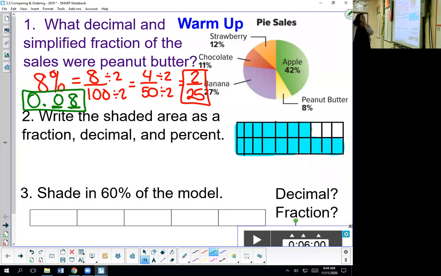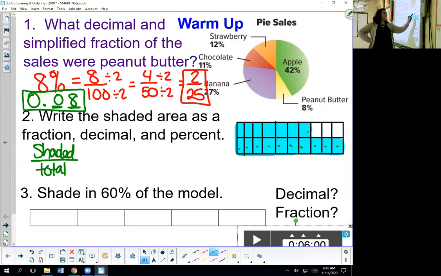Okay, second one, write the shaded area as a fraction, decimal, and percent. So first you want to start out with probably a fraction, okay? So you count how many are shaded to the total, which is pretty much a part to a whole. So I have 1, 2, 3, 4, 5, 6, 7, 8, 9, 10, 11, 12, 13, 14, 15, 16, 17. So I have 17 shaded out of 20, okay? I want to write that as a decimal and as a percent.